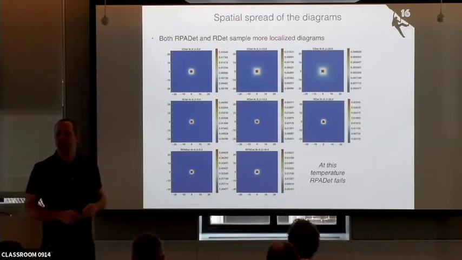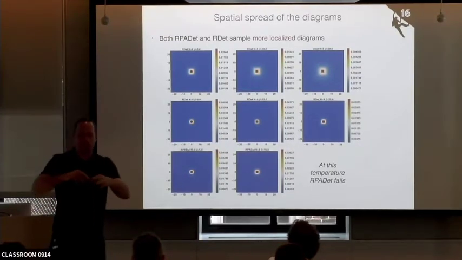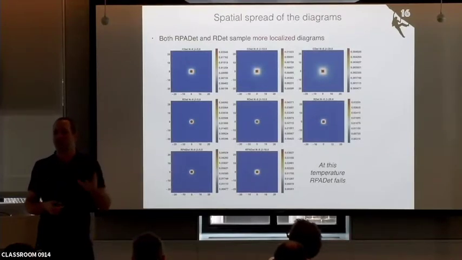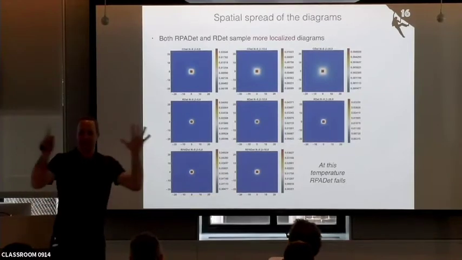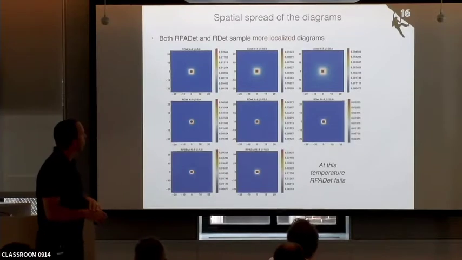Yes, Olivier? What is plotted exactly? That's a histogram of the typical distance of the vertex from, say, the center of gravity, if you want. In space, yeah, sorry. So that's space here.